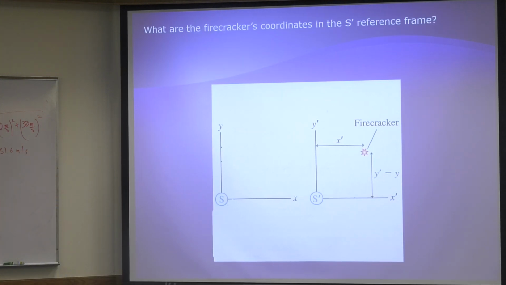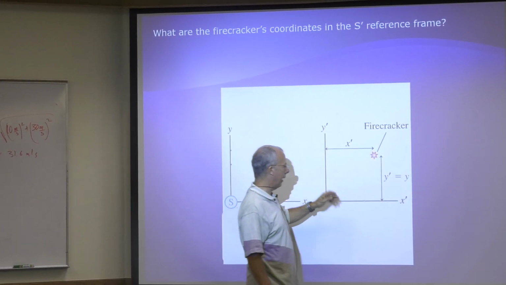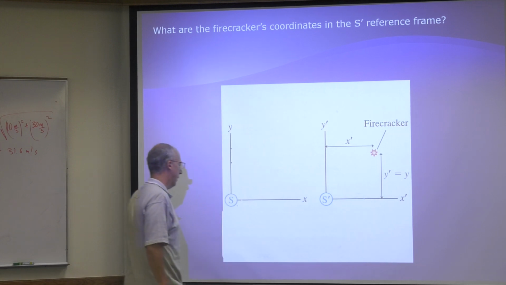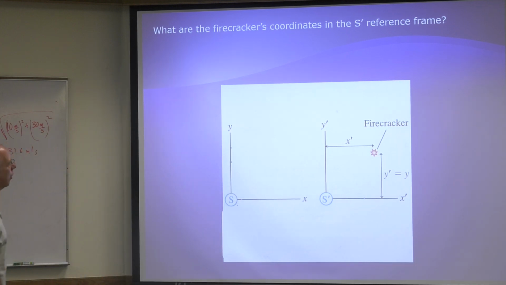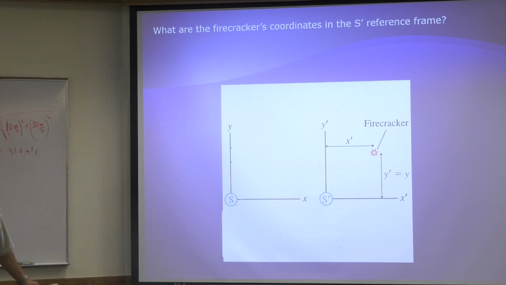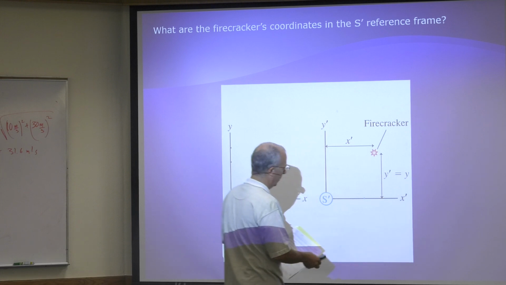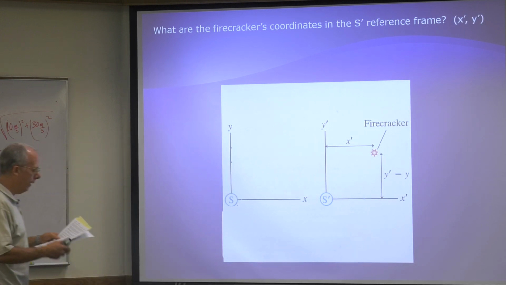All right, so here we have two reference frames, S and S prime. And again, S prime is moving relative to S. What are the firecrackers' coordinates in the S prime reference frame? Well, that's sort of obvious. Agree? Just x prime, y prime. So, no kidding.